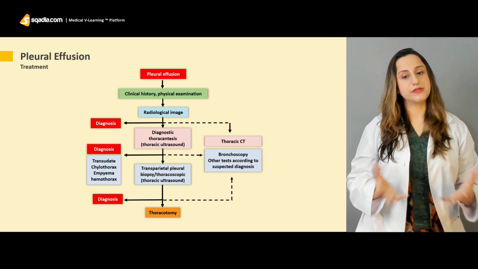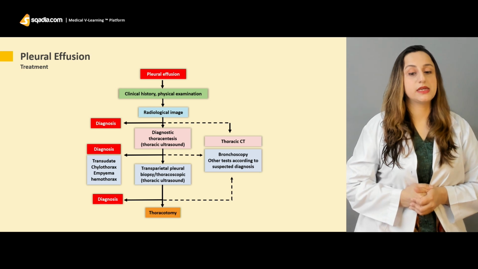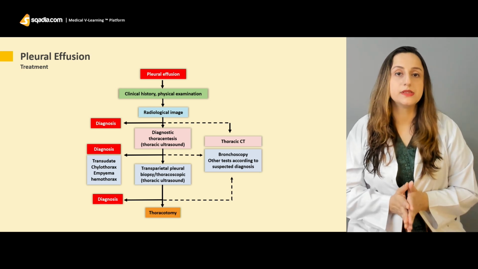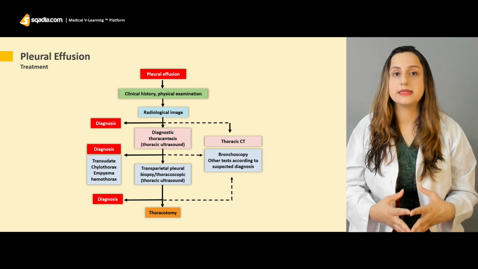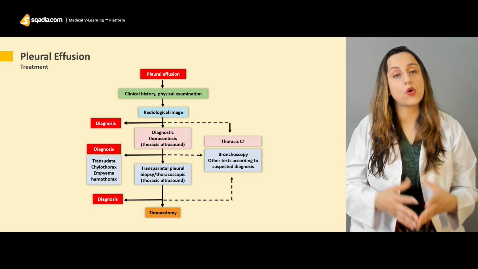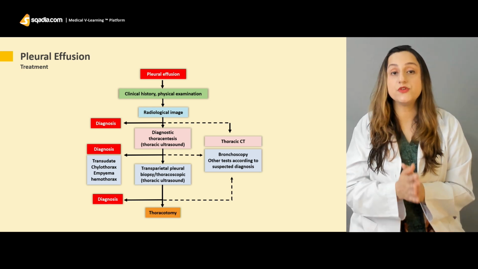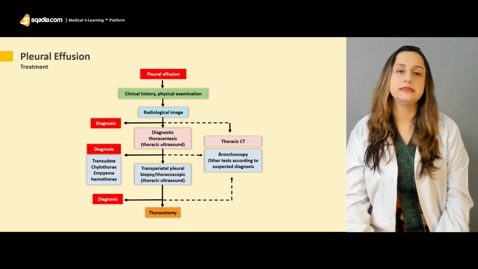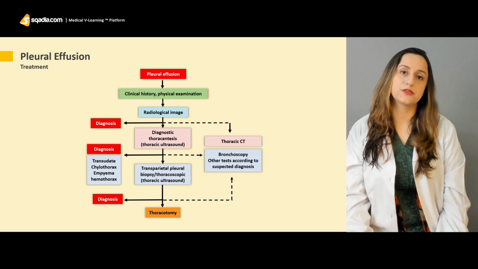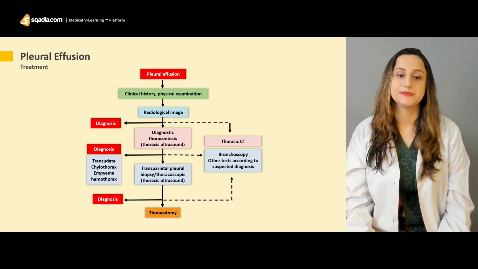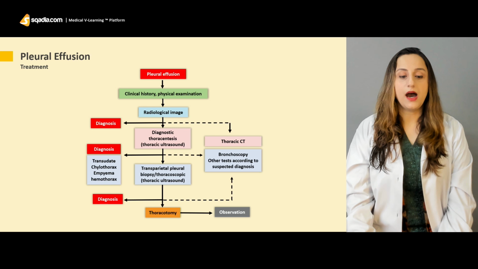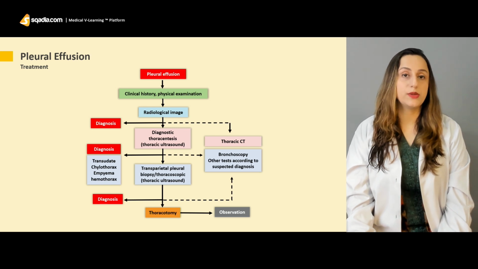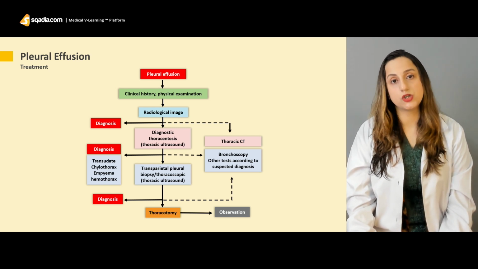Again, when you have a definitive diagnosis, it is very simple and very easy to monitor these patients, and accordingly you can treat these patients. But if you are still confused, you can again perform bronchoscopy and the diagnostic evaluation tests for the further management of the patient. After thoracotomy, you have to basically keep the patient under observation for at least 24 hours.